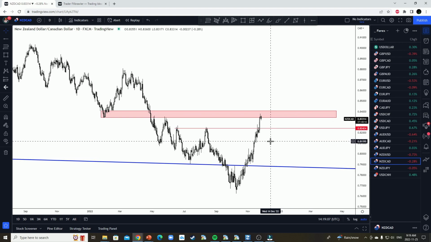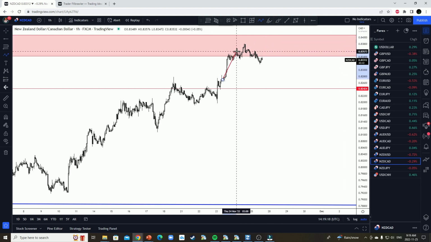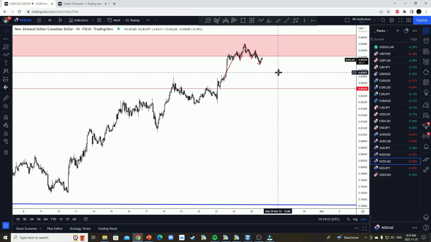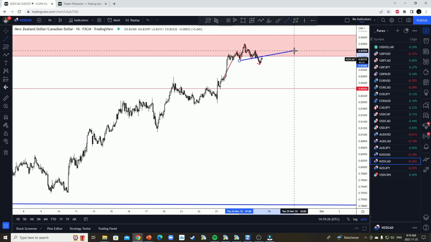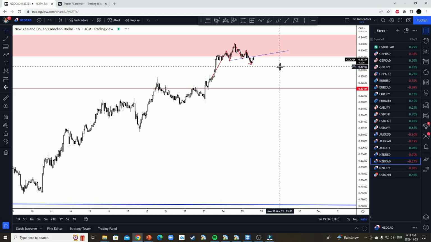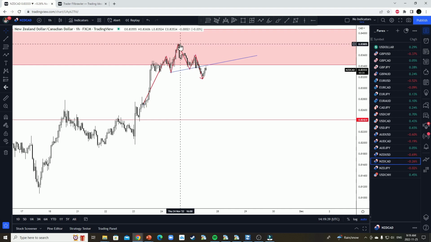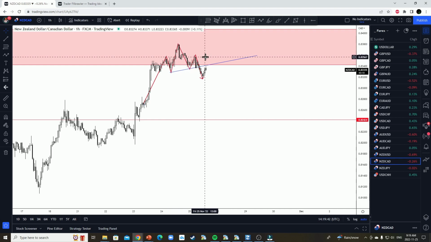So I could go on the 1-hour chart and see here we have a small formation here that got broken to the downside. So now what we're seeing is that this is being tested basically by price. So this could be a short opportunity as long as the stop loss is not higher than this high over here. It could also be around here.